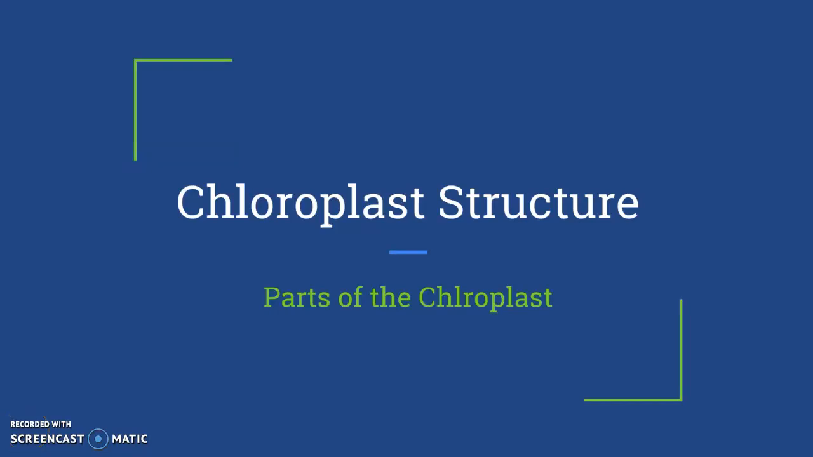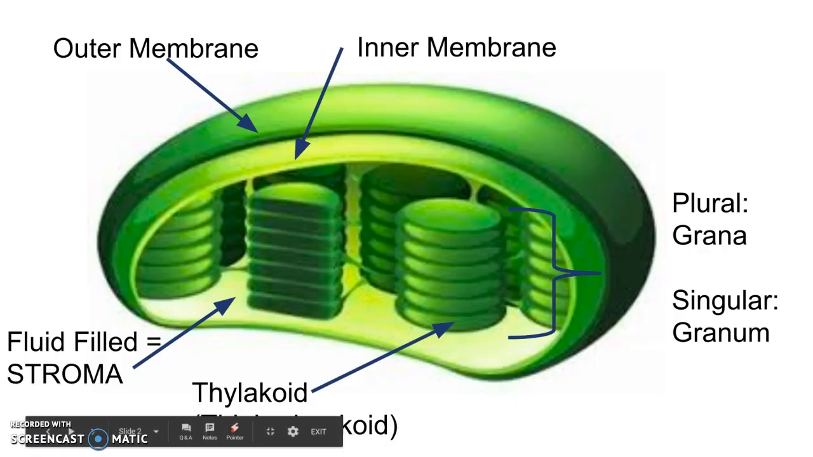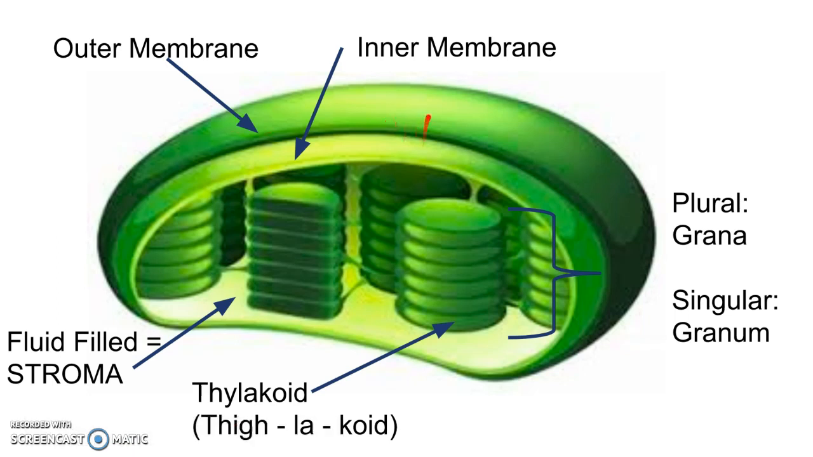Hey guys, in this video I'm just going to show you very quickly the structure of a chloroplast. If you remember, the chloroplast is the organelle that performs photosynthesis, and that's found within plant cells. So here's the quick picture of the chloroplast. It has a double membrane all around it. So it's got an outer membrane and an inner membrane.